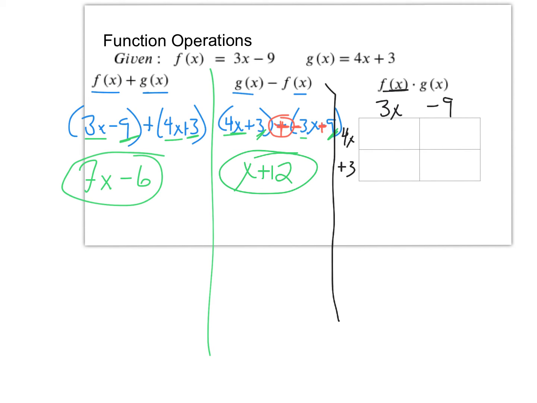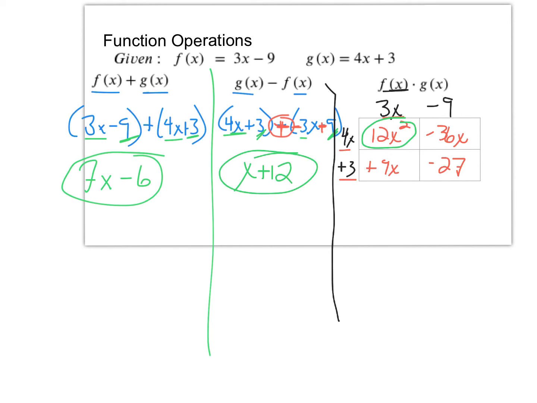Alright, so let's keep moving here. Let's begin. So again, let's do 4x times 3x. That's 12x squared. 4x times negative 9, negative 36x. 3 times 3x is plus 9x. 3 times negative 9 is negative 27. Alright, so once we have this, let's combine our like terms.